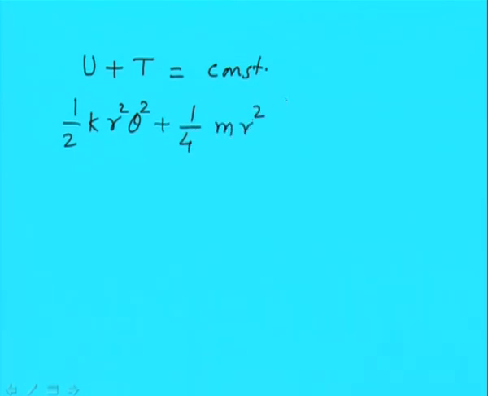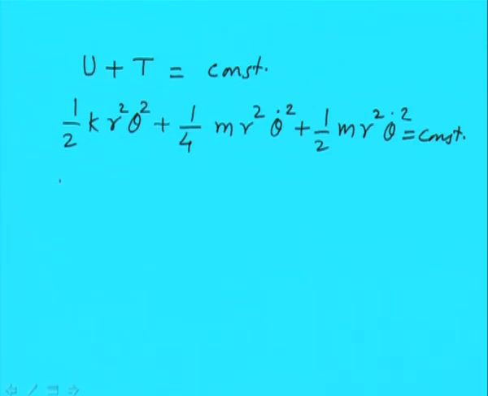So, if we do that, the total potential energy and kinetic energy, which is constant, can be written as half k r square theta square plus 1 by 4 m r square theta dot square, plus the kinetic energy due to the linear motion, which is a constant. If we differentiate this, that quantity will be 0.